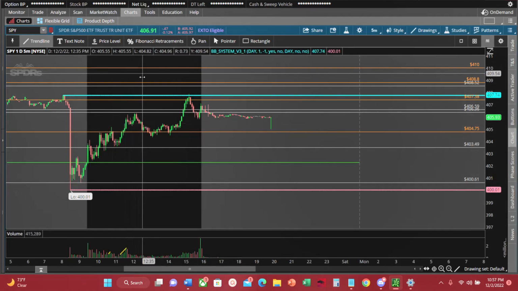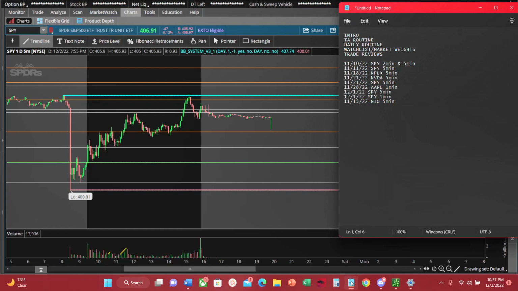So that's the TA routine and daily routine. What else do we have on the planner? The watch list and the market weights. Right. Okay. So I keep pretty much the same watch list every day.